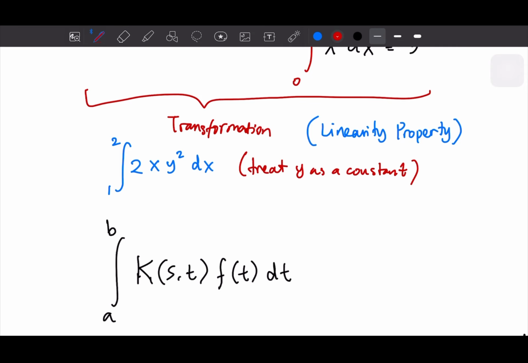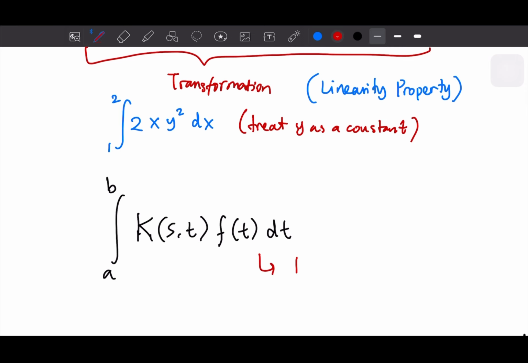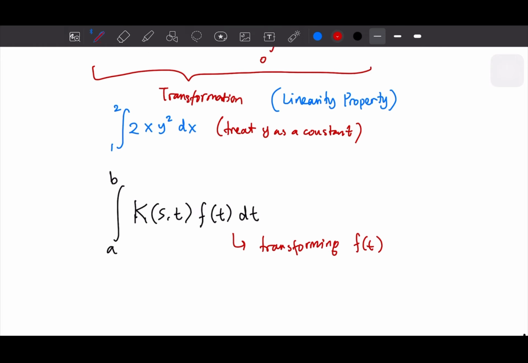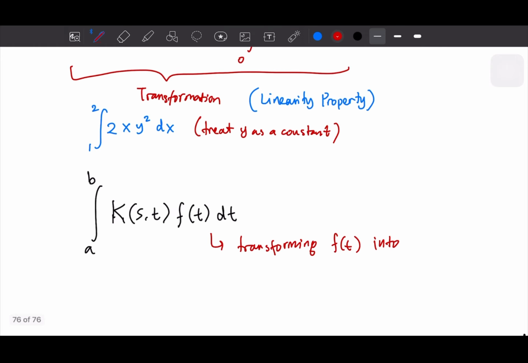So similarly, when we have these two different positions, we can transform f of t into a function of s.